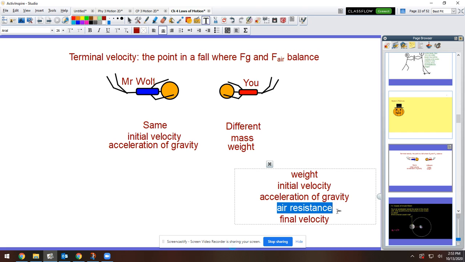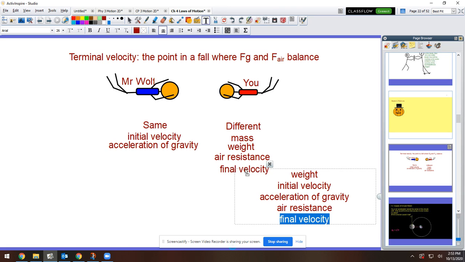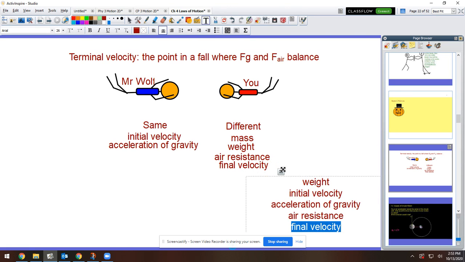But because I'm larger, I will have a different amount of air resistance than you. Because I'm larger, it will take more air resistance to balance out my force of gravity. Therefore, I will accelerate for a longer time, and I will reach a greater final velocity during a skydive, which means my terminal velocity would be greater.